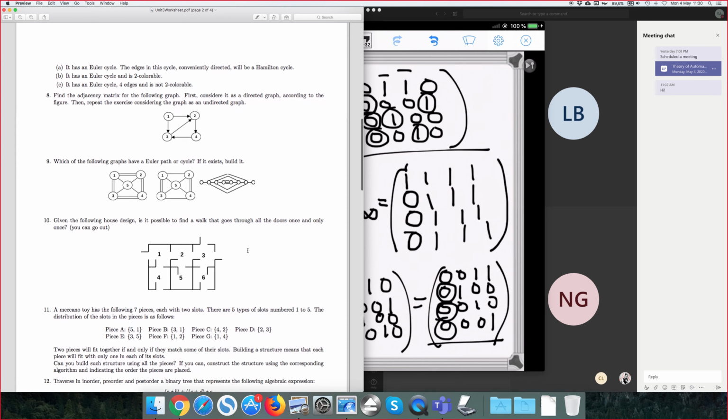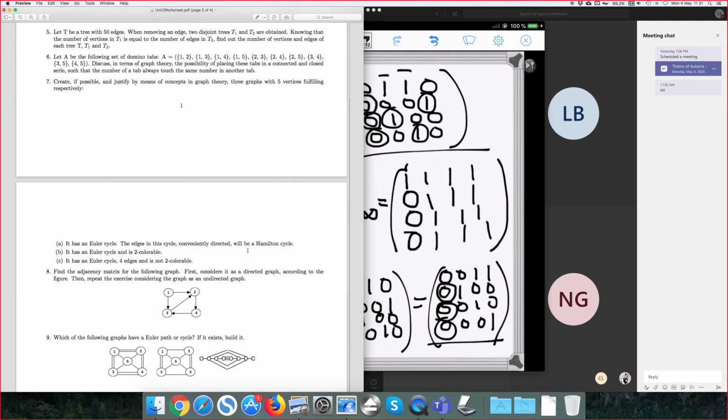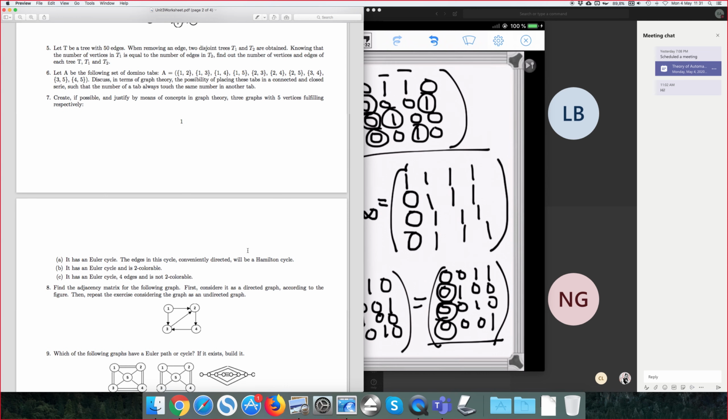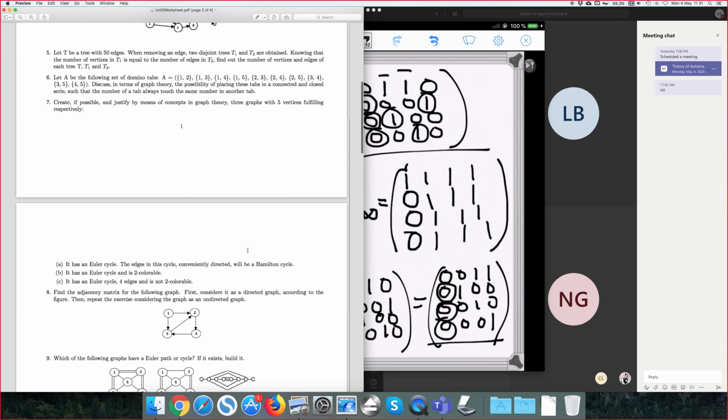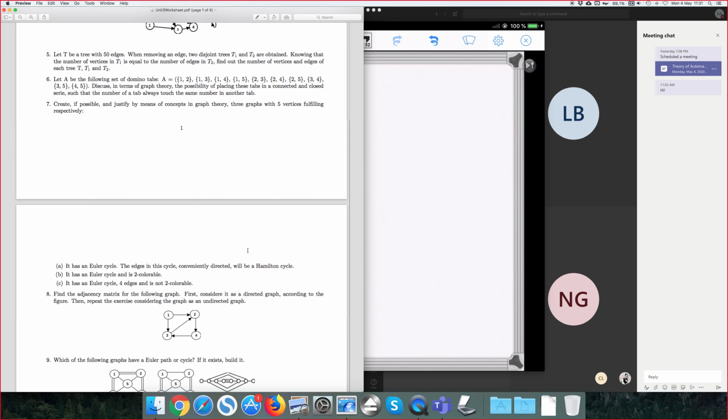Okay, so let's try to do now exercise 7. Okay, exercise 7. So here, let me obtain a new whiteboard. Okay, so here we are asked to either create a graph in the conditions given in the exercise, or to prove that it is not possible.